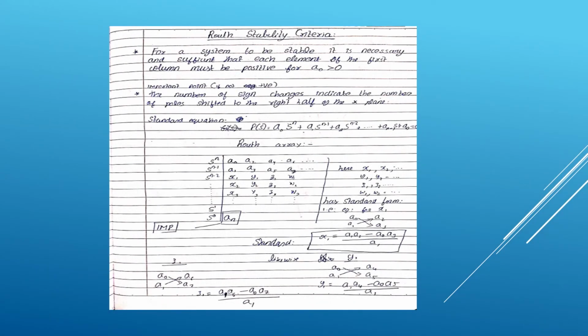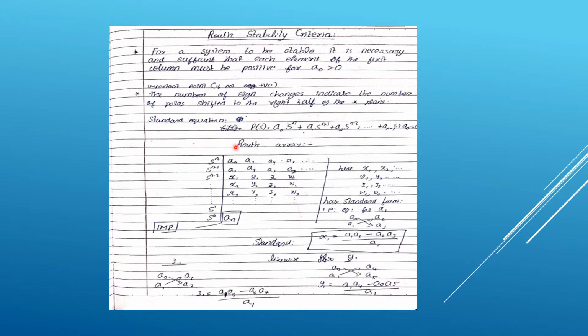Hi everyone, I am here to explain the Routh stability criteria of a system. Here in Routh stability criteria, we are going to discuss the stability of the system. For the system to be stable, it is necessary and sufficient that each element of the first column must be positive, for a naught greater than 0.